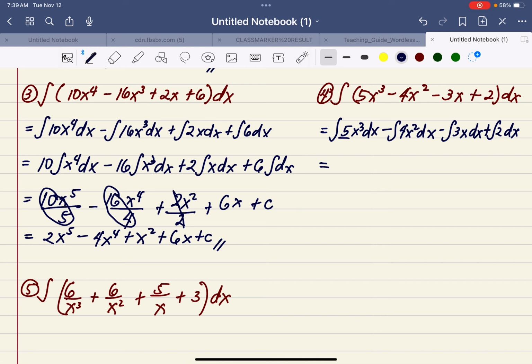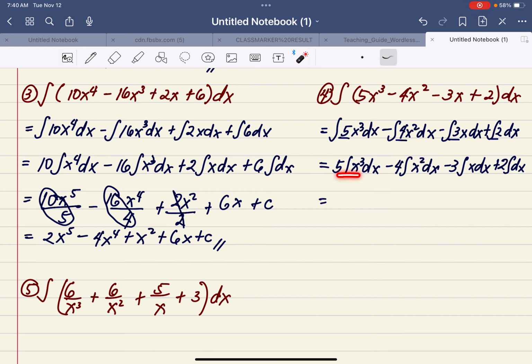Kapag may coefficient, pwedeng ilabas. That will become 5 integral of x cubed with respect to x minus 4 integral of x squared with respect to x minus 3 integral of x with respect to x plus 2 integral of dx. Okay, then apply now the integral rules or rules in antiderivatives.